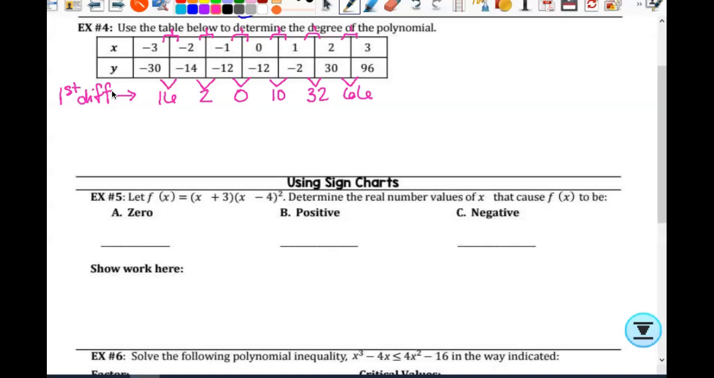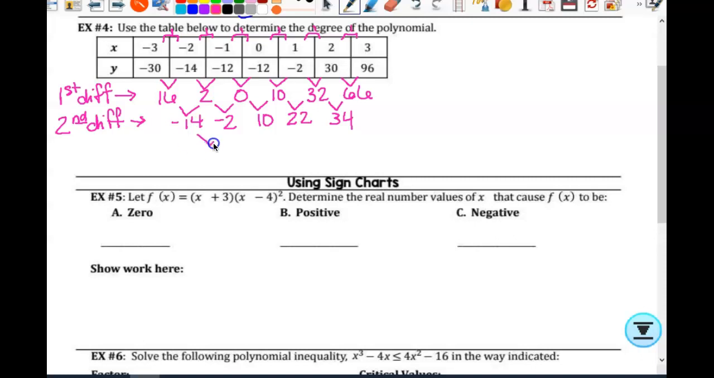I can't just say what it's not, though. I've got to say what it is. So then I do it again. 2 minus 16, negative 14. 0 minus 2, negative 2. 10 minus 0, 10. 32 minus 10, 22. 66 minus 32, 34. Make sure I'm right on all of those. Okay, so these are our second differences. Not constant, so not a quadratic, right?